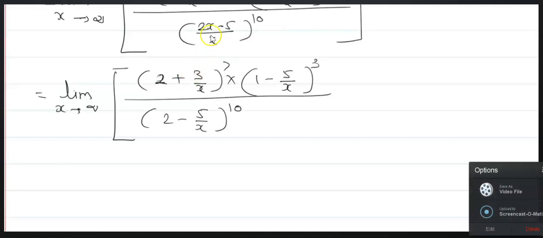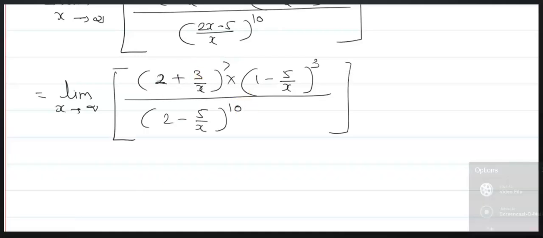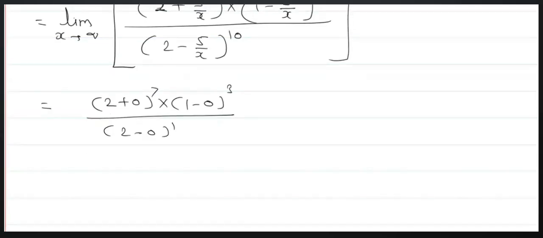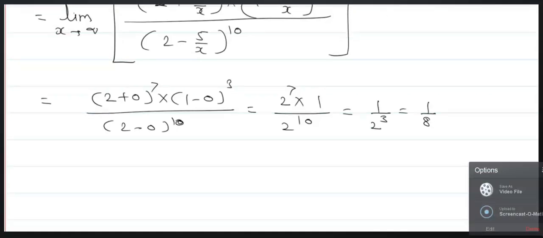And if you split it, then you will get (2 - 5/x)^10. As x tends to infinity, 3/x and 5/x all tend to 0, then you will get 2^7, 1^3, 2^10. Now see this here: (2 + 0)^7 (1 - 0)^3 over (2 - 0)^10, and that is equal to 1/8. The option is the correct one.